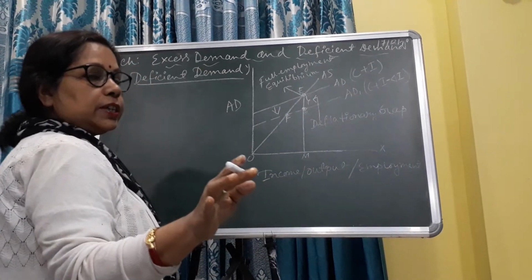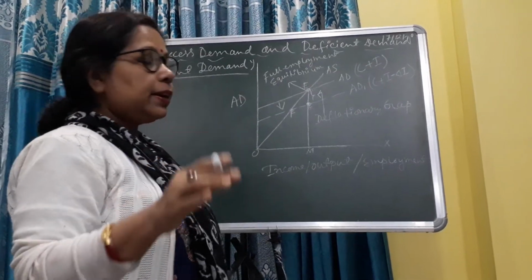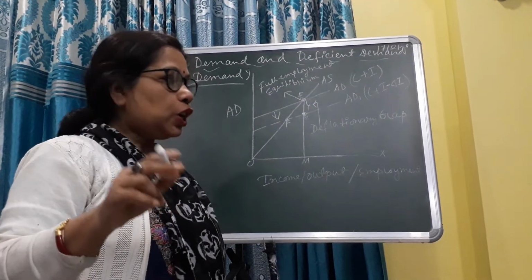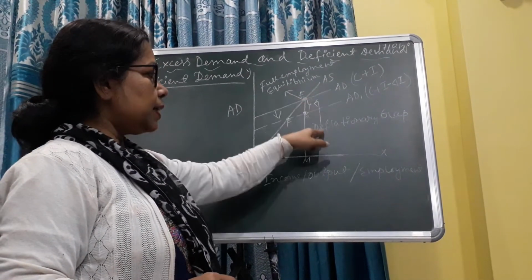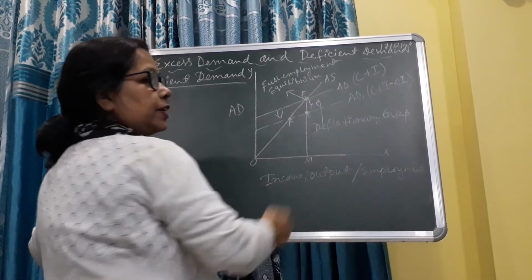So what is the deflationary gap? The deflationary gap is the gap created when actual aggregate demand falls short of the aggregate demand required. We need a certain aggregate demand in this situation, but here aggregate demand falls. So this portion represents the deflationary gap.